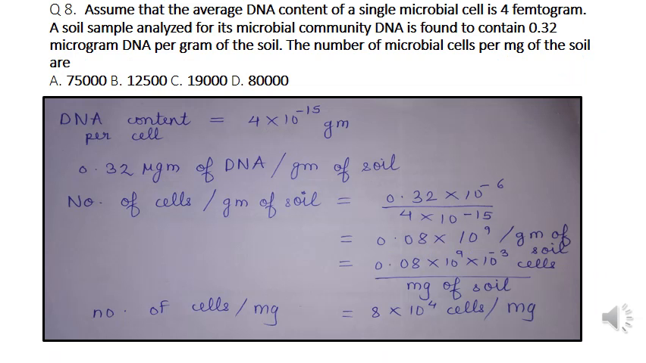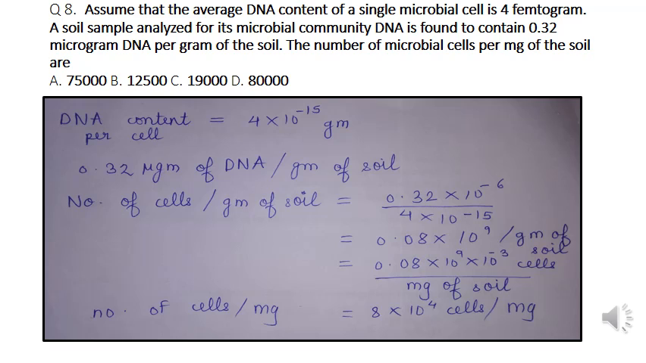The average DNA content of a single microbial cell is 4 femtogram. A soil sample analyzed for its microbial community DNA is found to contain 0.32 microgram DNA per gram of the soil. The number of microbial cells per mg of the soil are.